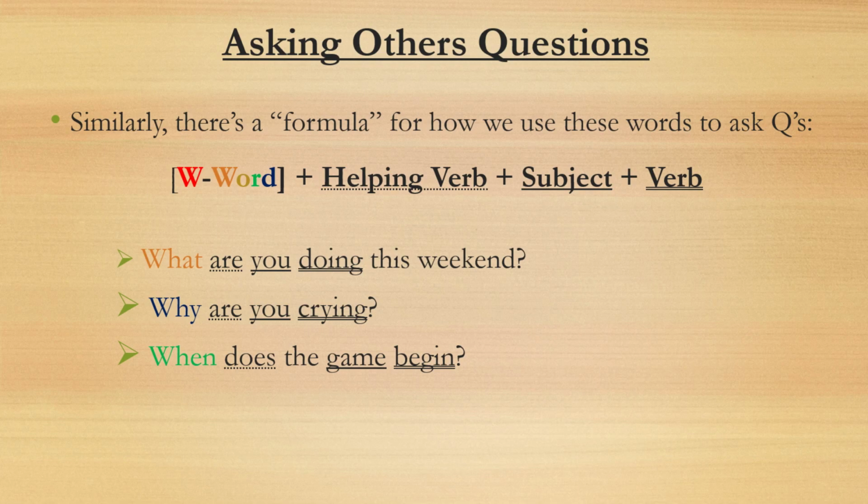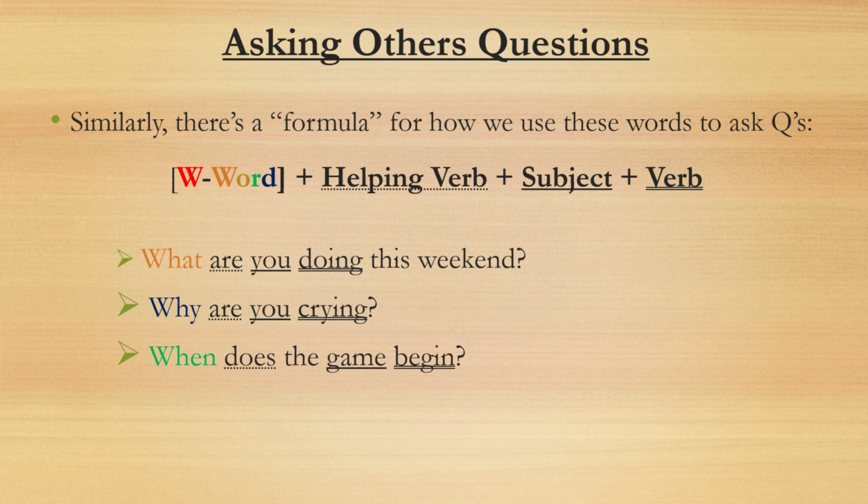And so here we have, what are you doing this weekend? What is my W word, are is my helping verb, you the subject, and doing the verb. And then we have another time reference for this weekend. Similarly, why are you crying? W word, helping verb, subject, verb.